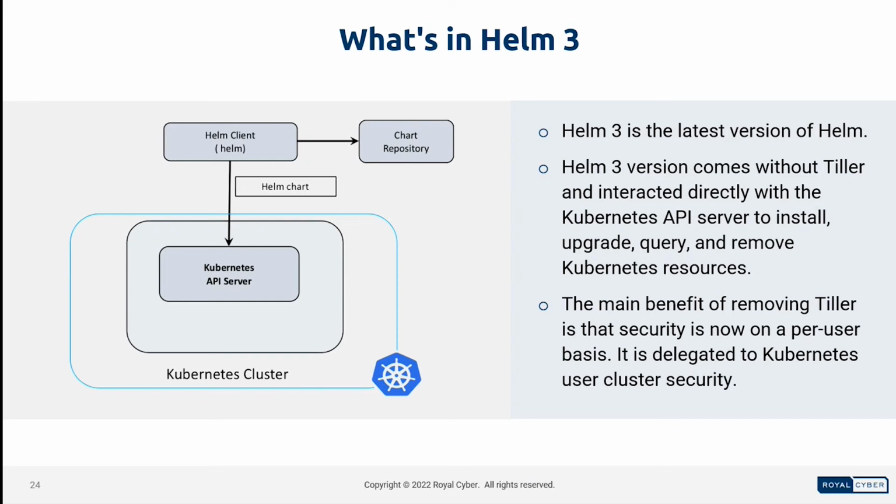Helm 3 is the latest version of Helm. The main change in Helm 3 is that it comes without Tiller or server, and it interacts directly with the Kubernetes API server to install, upgrade, query, and remove Kubernetes resources. The main benefit of removing Tiller is that security is now on a per user basis. It is delegated to Kubernetes user cluster security.